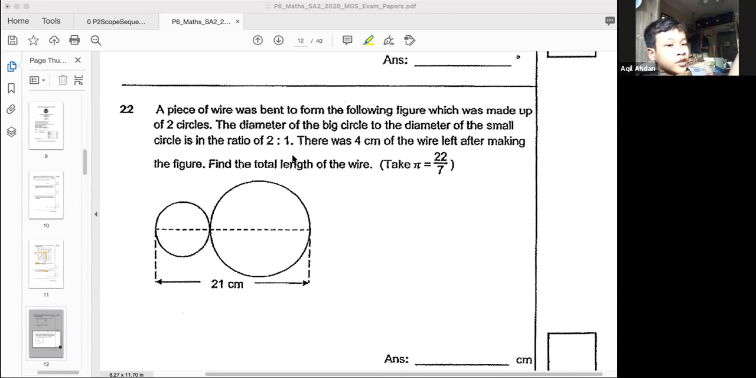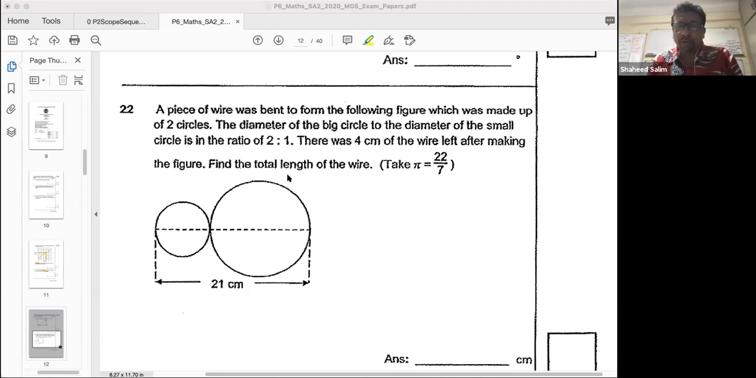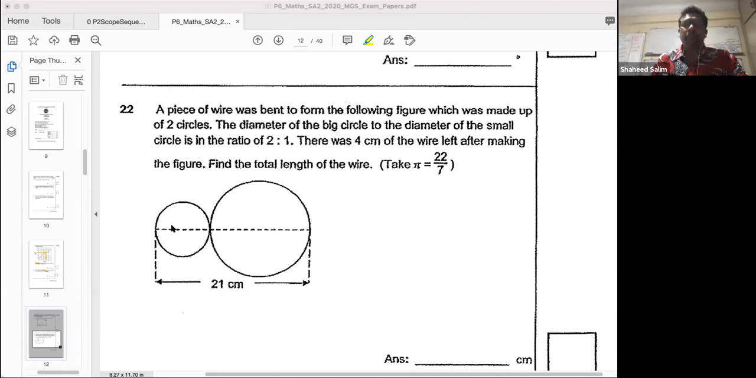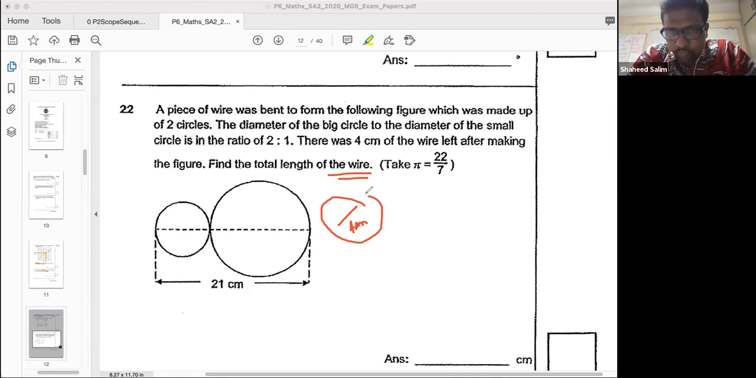So what's the left of the 4 cm? What's the thing that was left of the 4 cm? So this one means there's extra wire left. You know? We must add. So after doing all this, you have 4 cm of wire left because they want you to find this one, then you must plus the 4. Have to add 4 after we get the answer. Okay, well done.